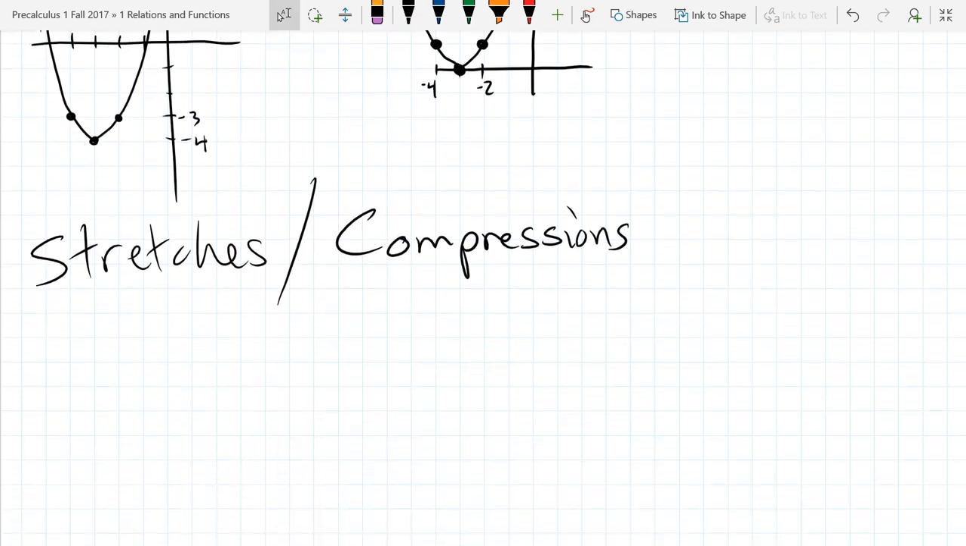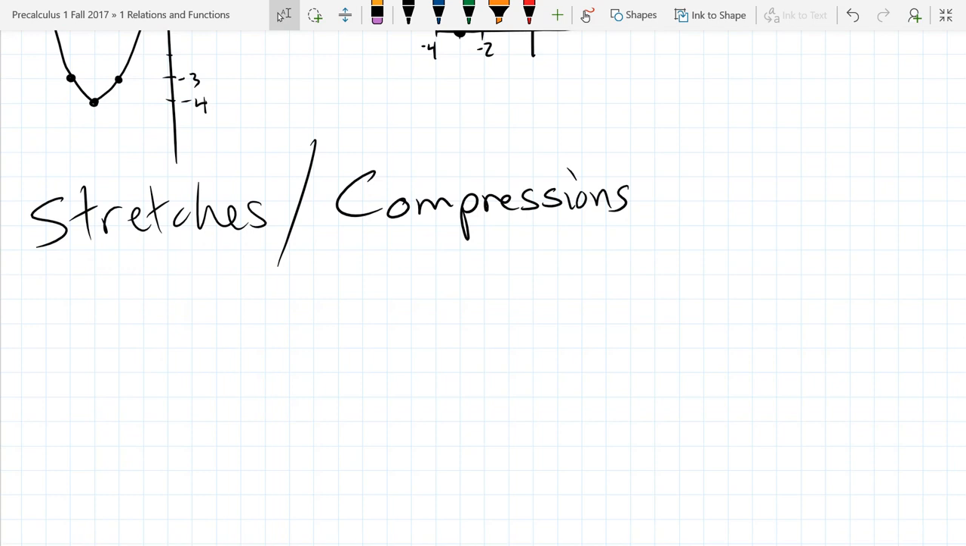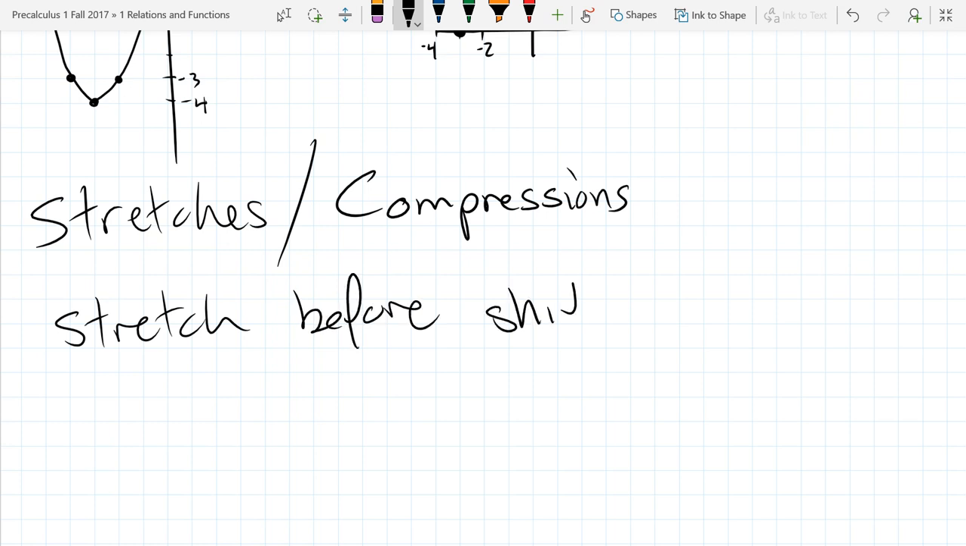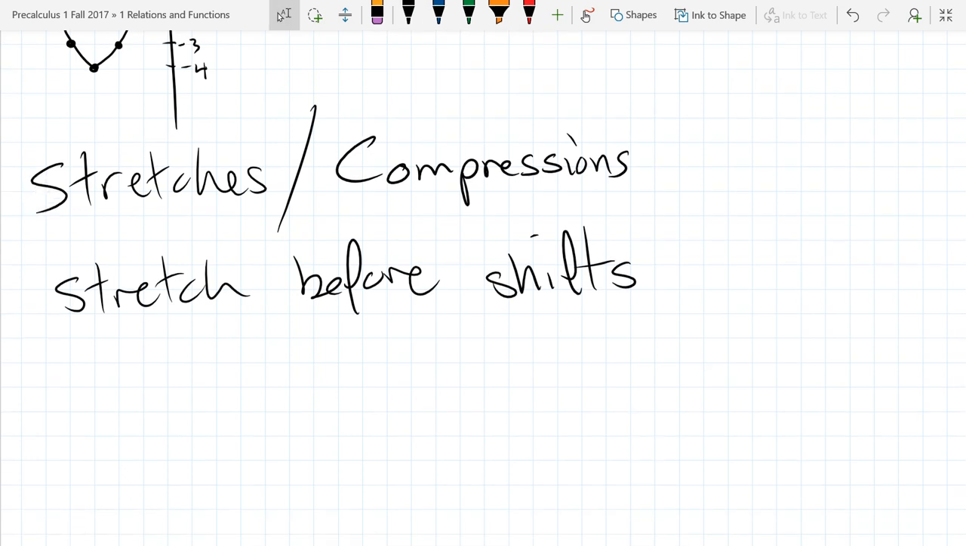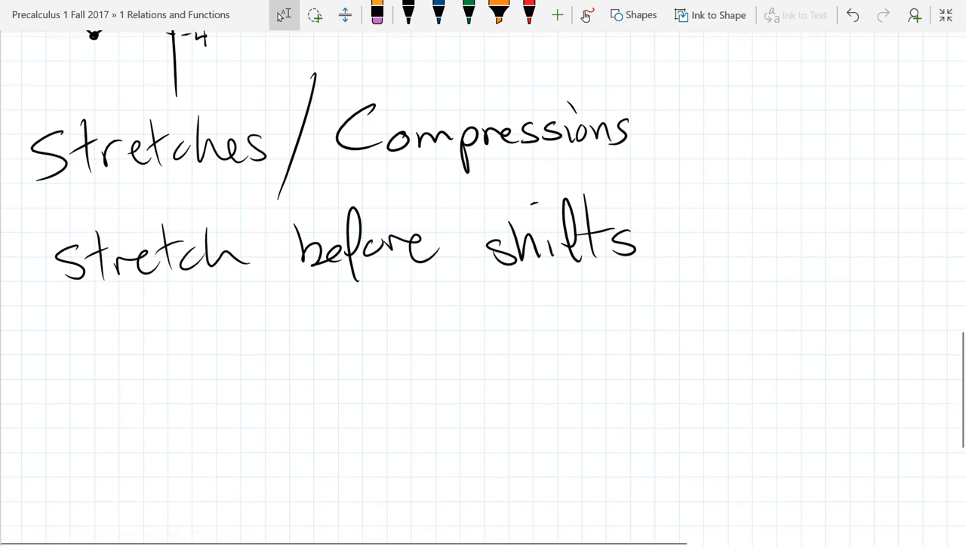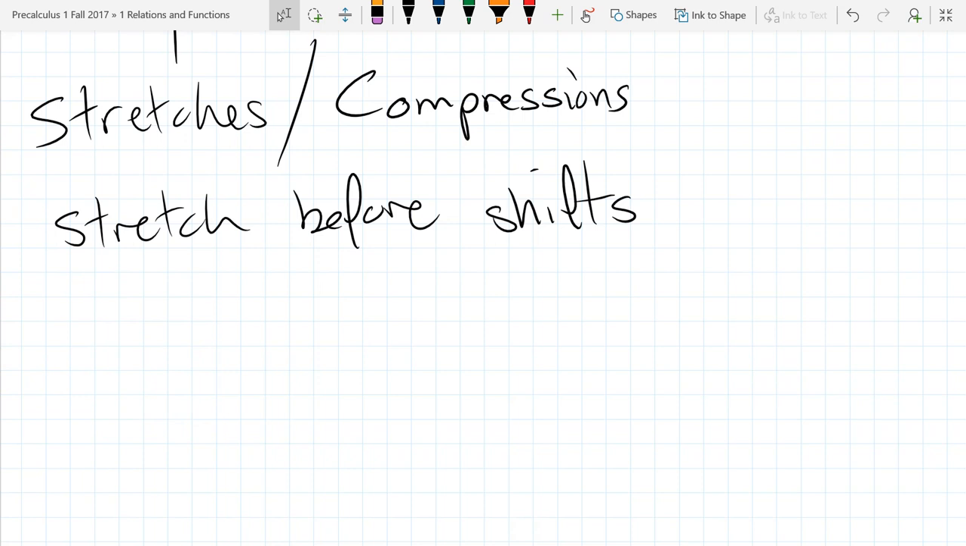The way I'm going to teach it, we're going to stretch before we shift. So you can shift before you stretch, but then you have to carefully do your algebra in a slightly different way. So the way I'm going to teach it is this way. We'll do our stretching before we do our shifting. We'll do our vertical stretch first.